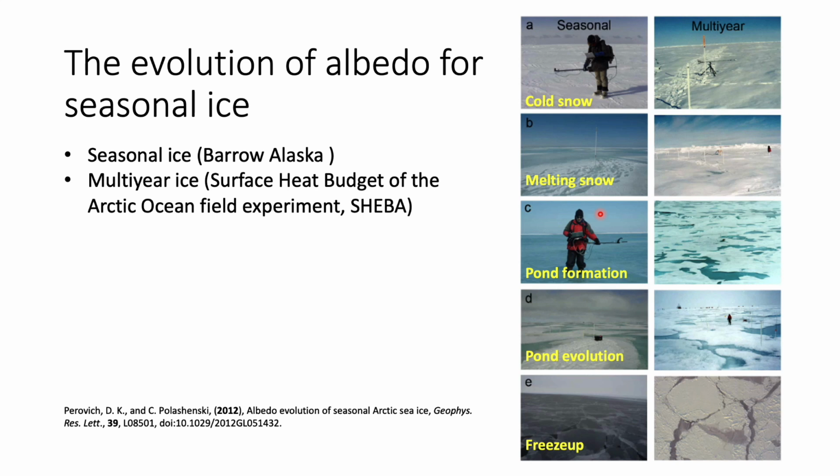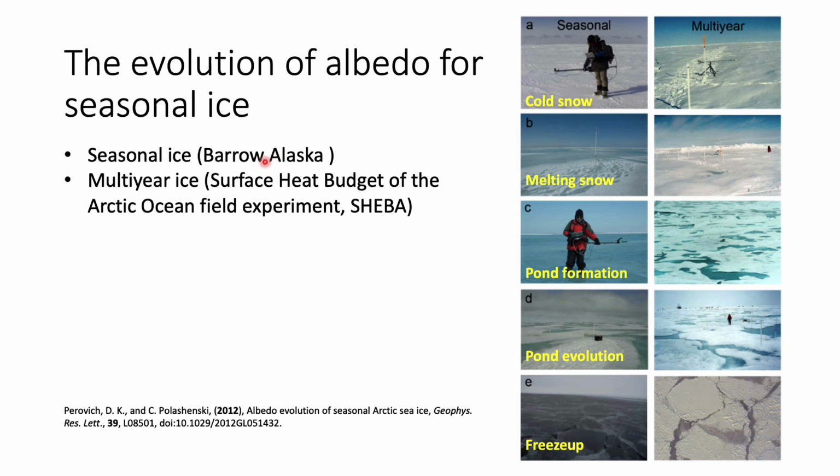Here are some pictures of these kinds of changes which are happening. The first one is the cold snow. Here you can see it is full of ice. Then the snow starts melting. You can see a little bit of water here, and then pond formation. Here you will see more and more water being formed. Then the pond evolves, and finally it is freezing up again. So this is how the overall process happens within a particular season in the Arctic.